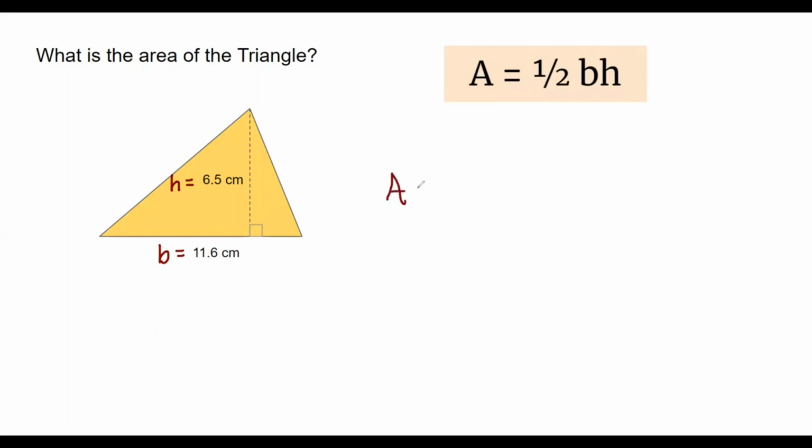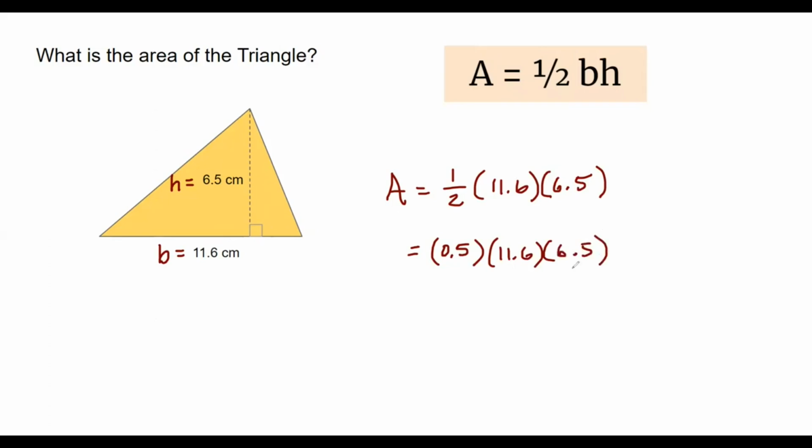So we just have to put this together. Area equals 1/2 times our base, 11.6, times our height of 6.5. Now, you should be doing these problems in your calculator. I like to replace 1/2 with the decimal 0.5 because that makes it a little bit easier to enter into the calculator. So we end up with 0.5 times 11.6 times 6.5. And I hope you're doing this along with me. You should get 37.7. And that is centimeters squared. That's how we would note that.